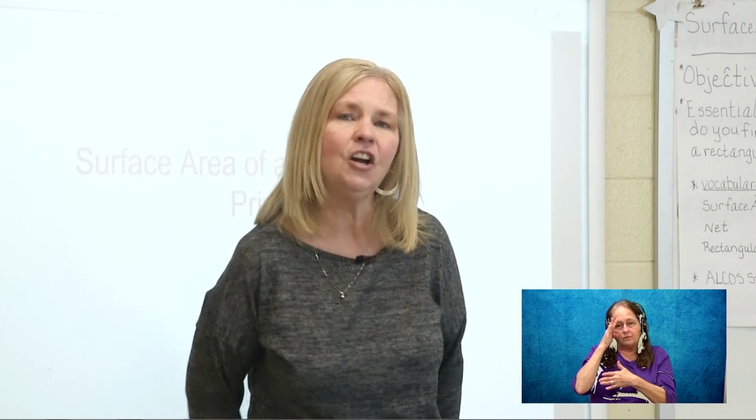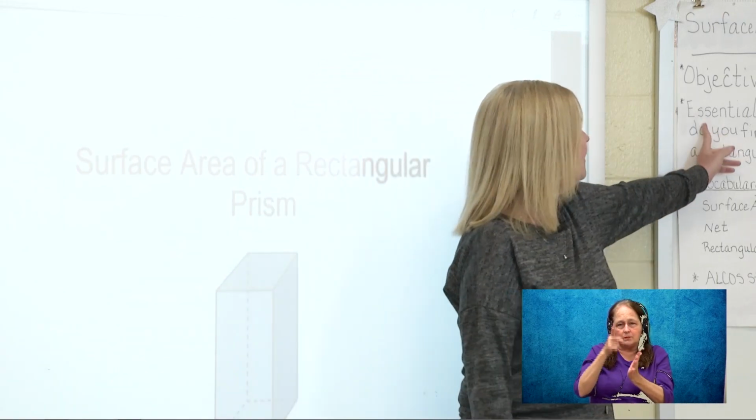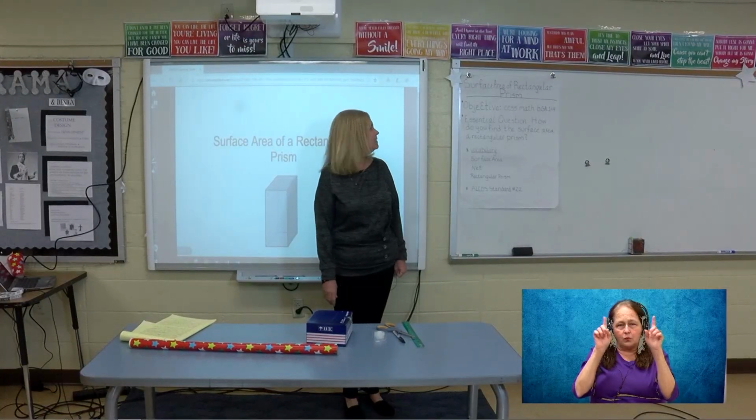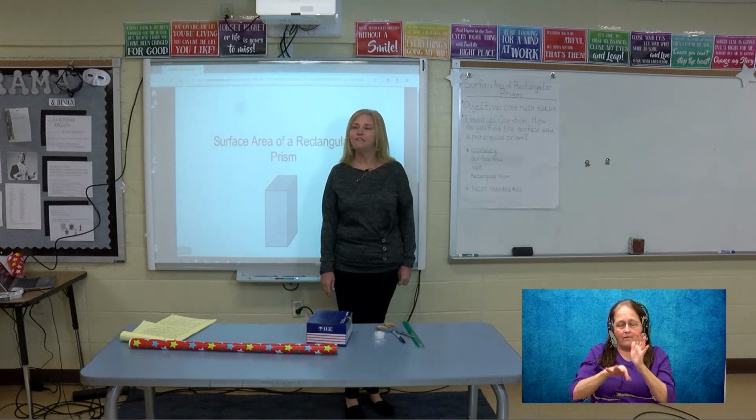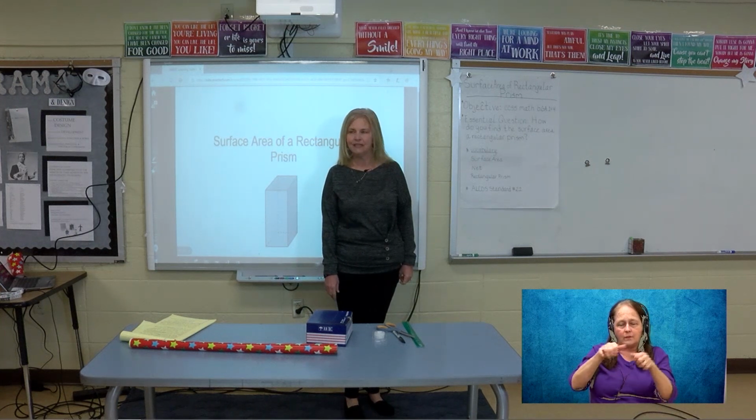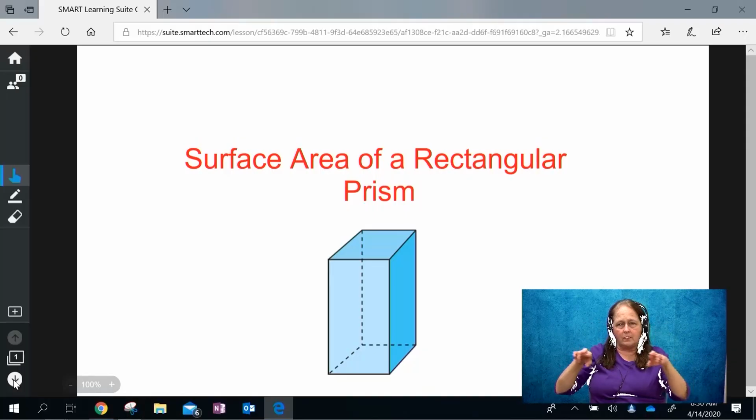So we're going to start off this morning by just figuring out some definitions and terms. Our essential question today is, how do you find the surface area of a rectangular prism? We have some vocabulary: surface area, net, rectangular prism, and we're using the Alabama Course of Study Standard number 22, which is finding the area of a rectangular prism. So we're going to start with our vocabulary this morning.